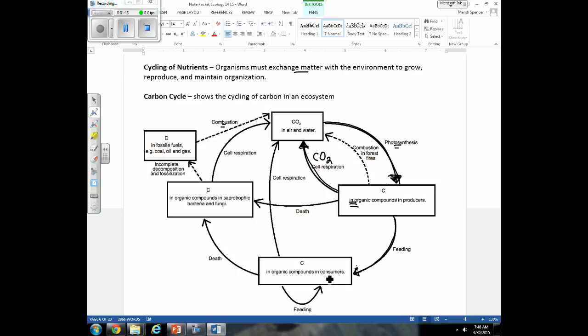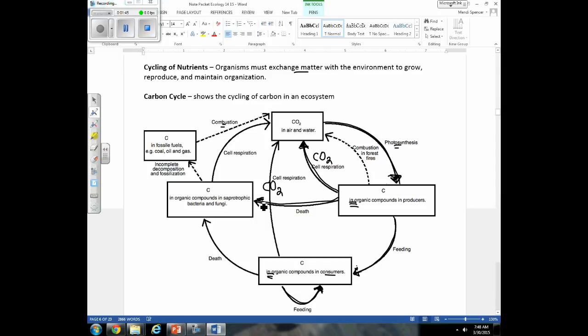We know that consumers are going to consume these organic compounds containing carbon. They're going to use some of them and store some of them, then use some of them for energy. Again, that's going to release CO2 back into the atmosphere through the process of cellular respiration. This arrow just simply means that there are other consumers that are going to consume organisms further up the food chain and receive those organic compounds from them.